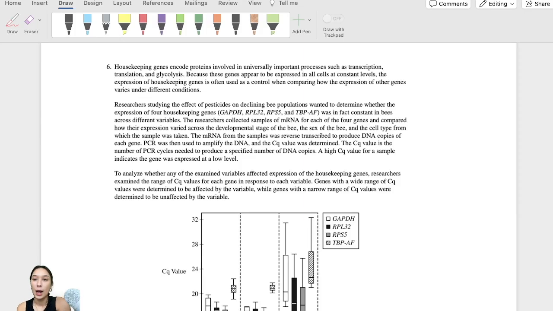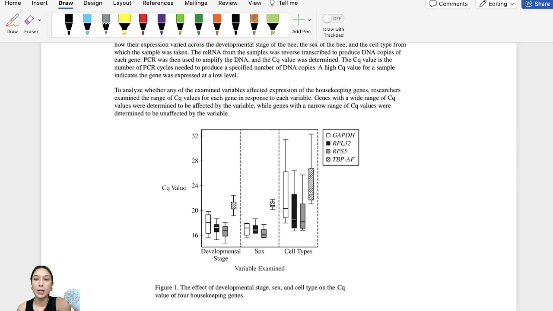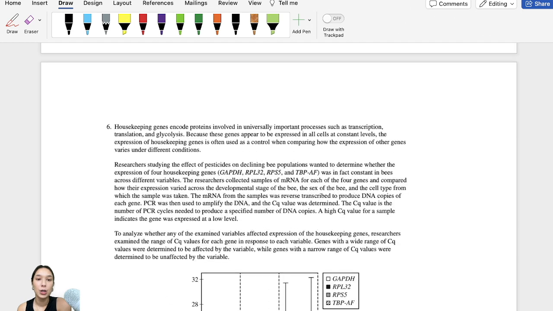Okay, so this is the last one. This is question 6 for the 2023 FRQs. This one is looking like we're going to have to analyze this box and whisker plot.